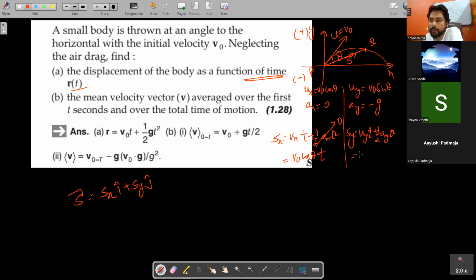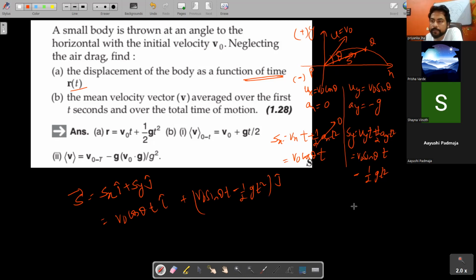Stop me if you do not understand. Uy would be v naught sin theta into t, and ay is minus g, so minus half g t square. Put over here. Sx is v naught cos theta t i, plus Sy is v naught sin theta t minus half g t square j.